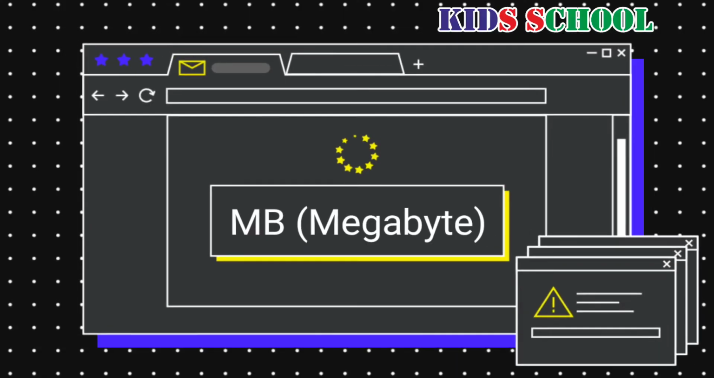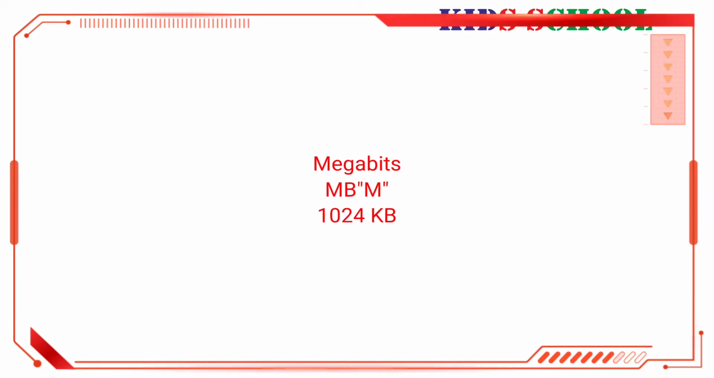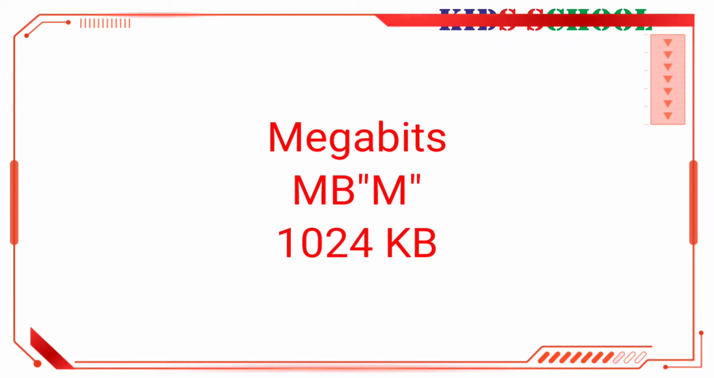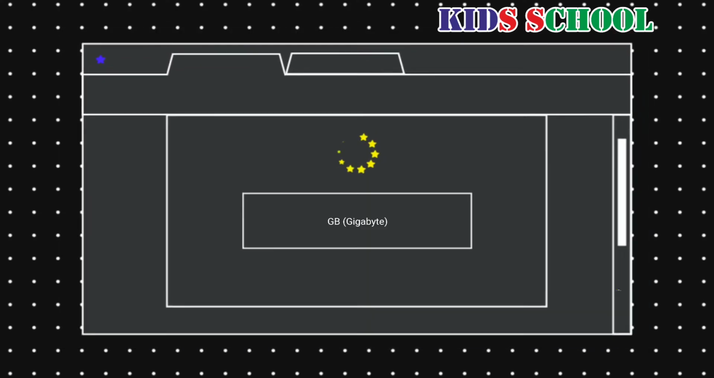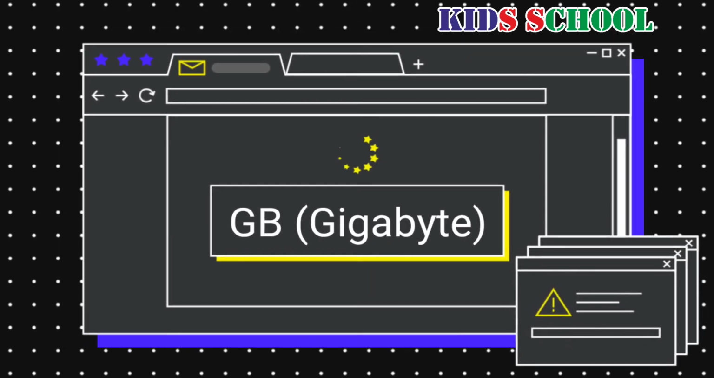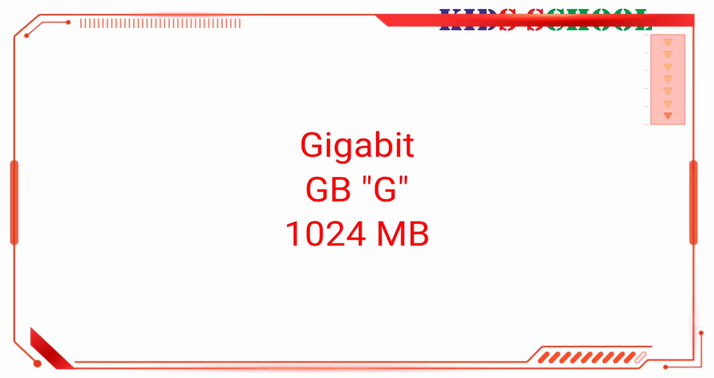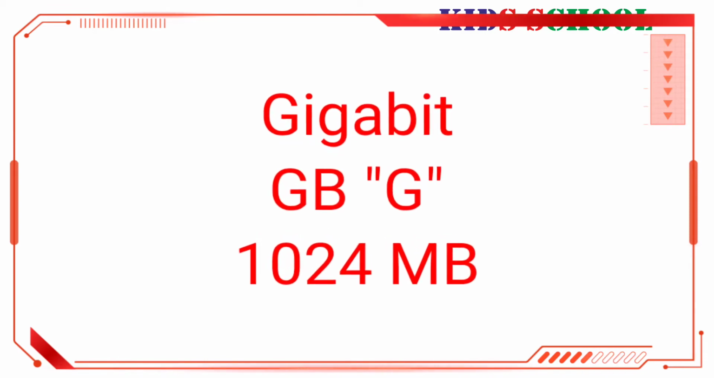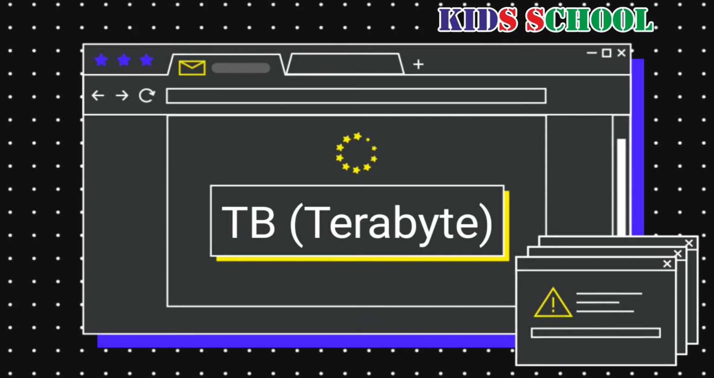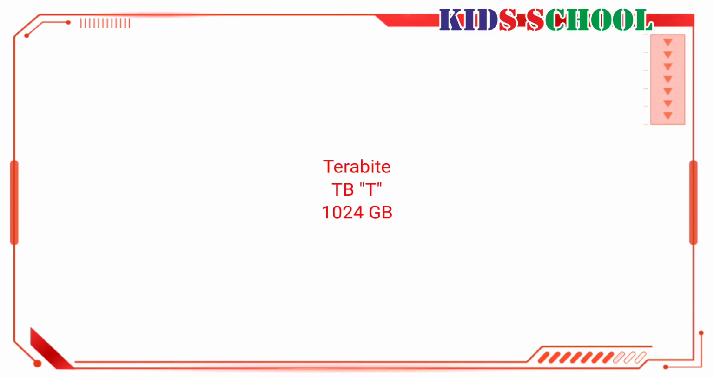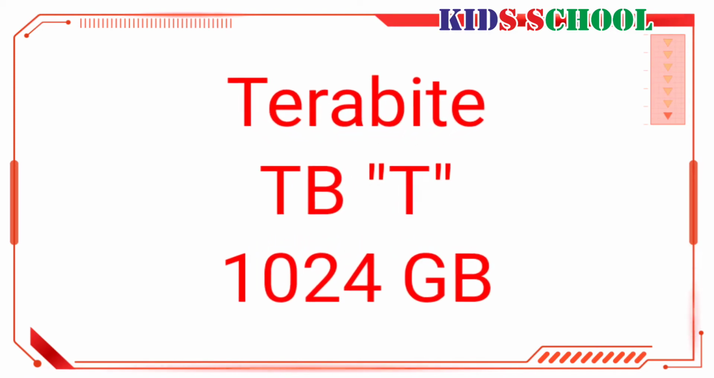The next one is megabyte and its symbol is MB. The megabyte is equal to 1024 kilobytes. It is denoted by MB or simply M. The next one is gigabyte and its symbol is GB. Gigabyte is equal to 1024 megabytes. It is denoted by GB or G. The last one is terabyte and its symbol is TB. Terabyte is equal to 1024 gigabytes. It is denoted by TB.